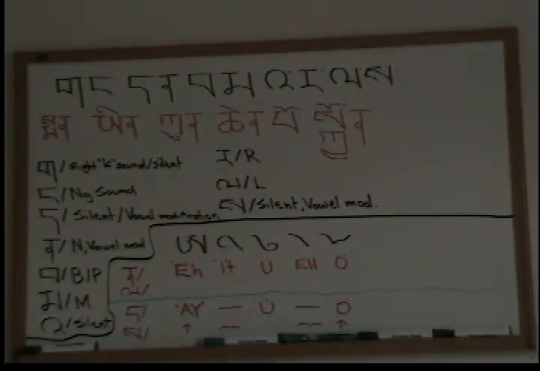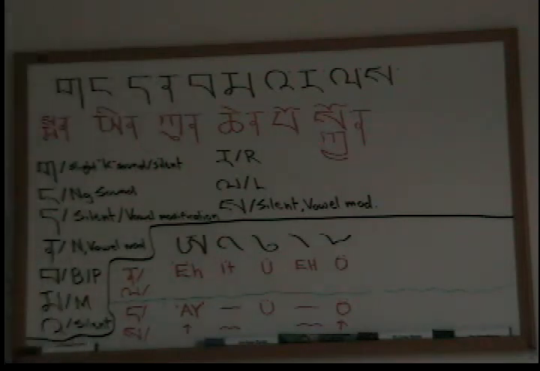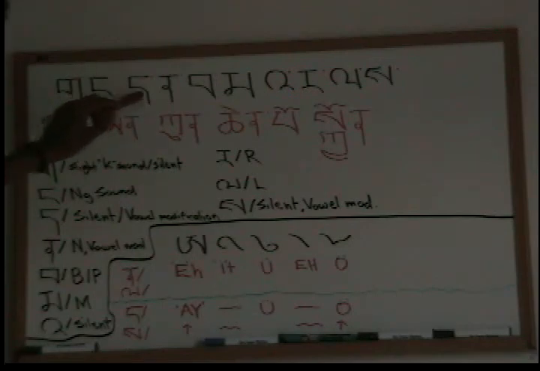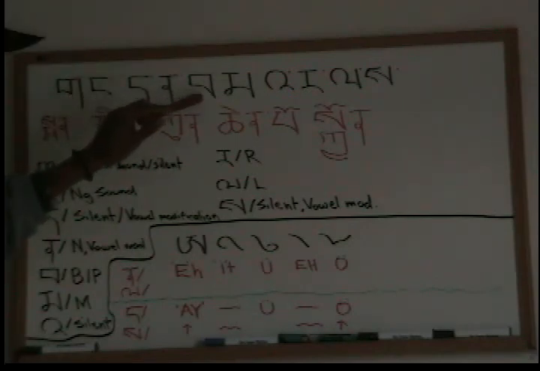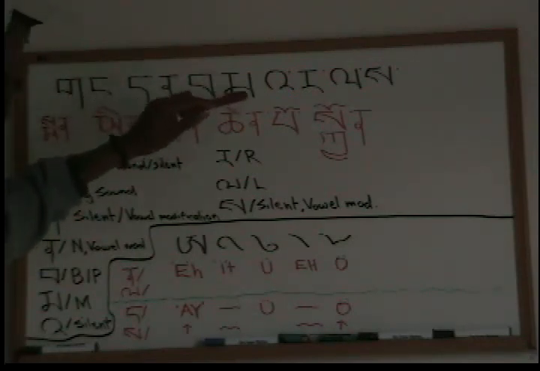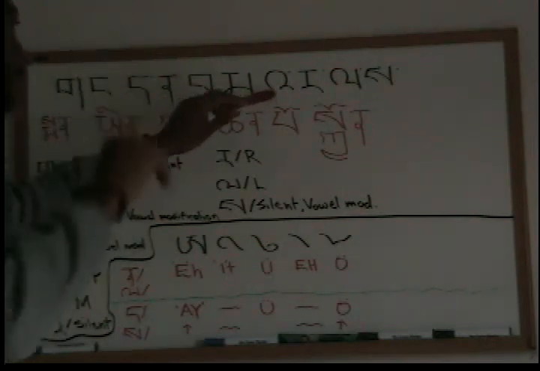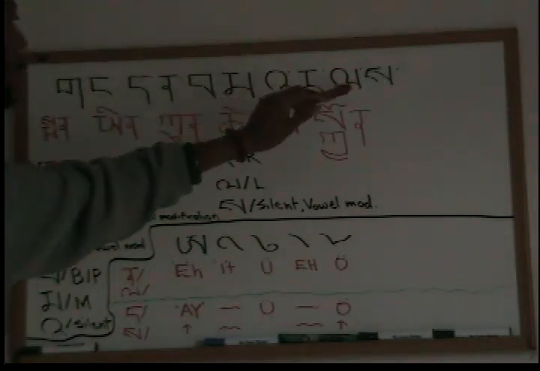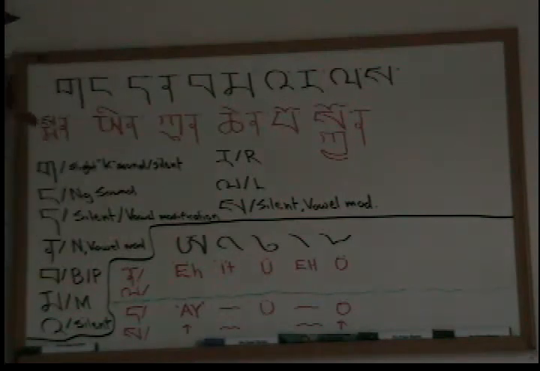Okay, here's the last video for Tibetan. These are the suffixes here. Now, these are 10 suffixes in Tibetan. You have ka, ga, nga, da, na, ba, ma, a, ra, la, sa. Okay, those are our 10 suffixes there.